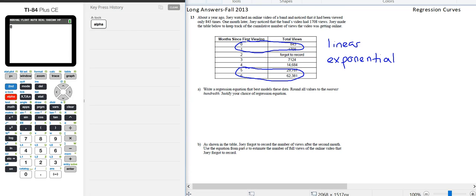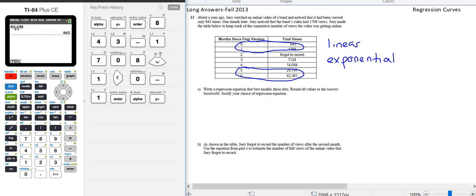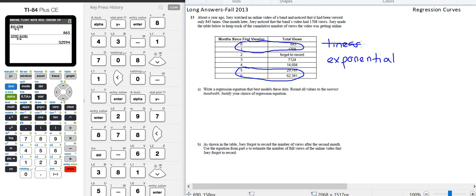So for 0 and 1, we're going to do delta y over delta x, the change in y values over the change in x values. The change in y values is 843 minus 1708 over 0 minus 1, which is 865. And then let's do for 5 and 6. Change in y values, 29787 minus 62381 over 5 minus 6. Since the rate of change is not constant, we are going to use an exponential model.